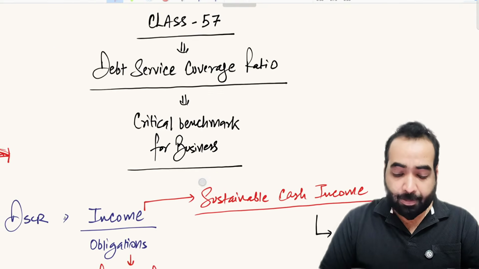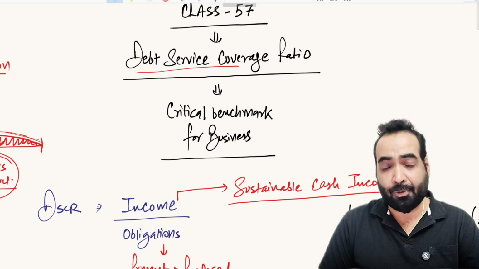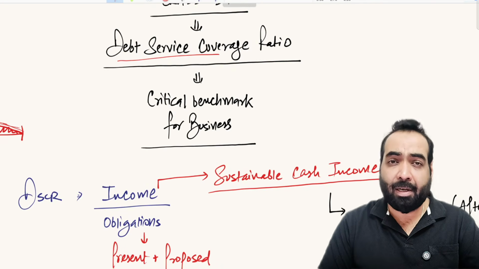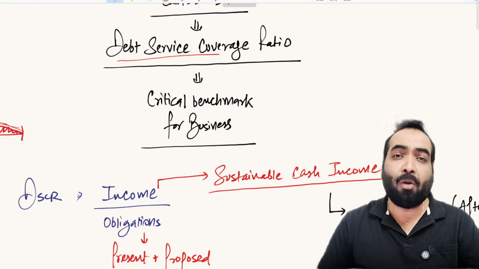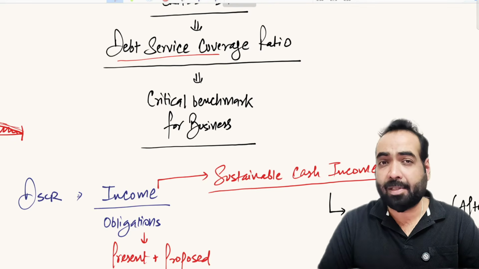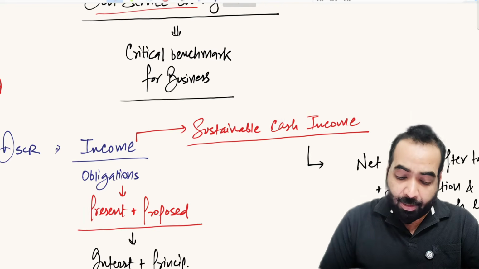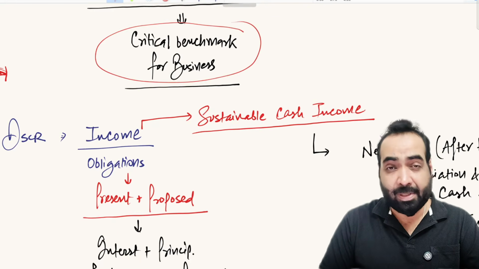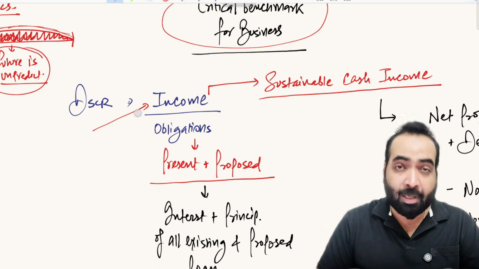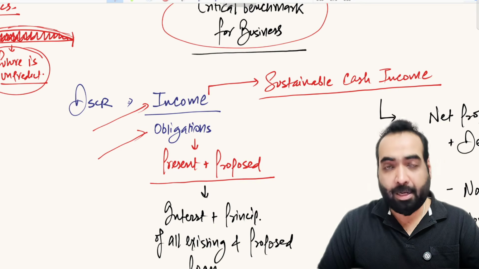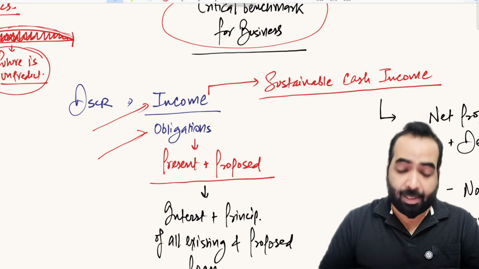So let us start now today's ratio, that is debt service coverage ratio. How much client is earning in cash in his business which is sustainable in future, and whether that income is sufficient to pay off our existing plus proposed debt obligations or not. That is the core theme of this ratio, right? So this is a very critical benchmark for the business, and the DSCR ratio calculation is very simple. That is what you earn and what you need to pay. Income divided by obligation, what you earn and what you pay, that is your DSCR, right?